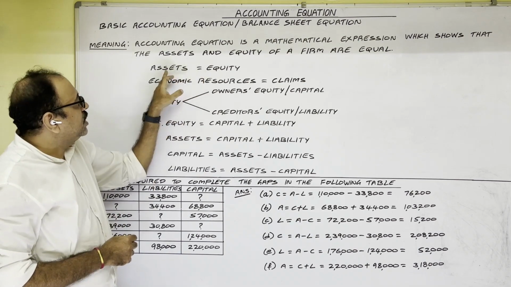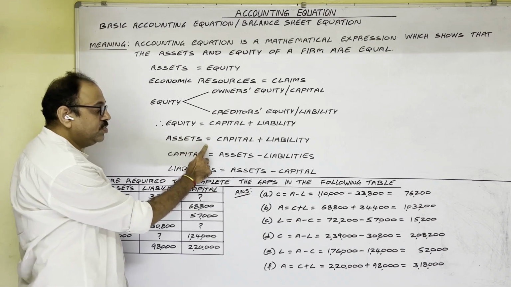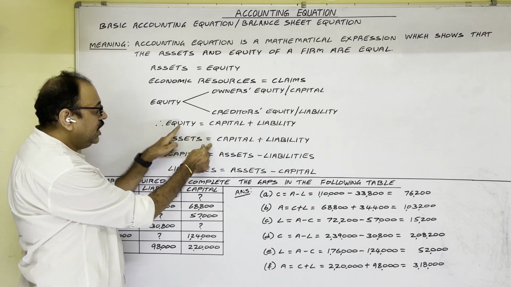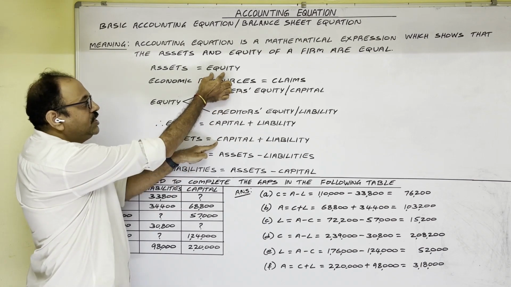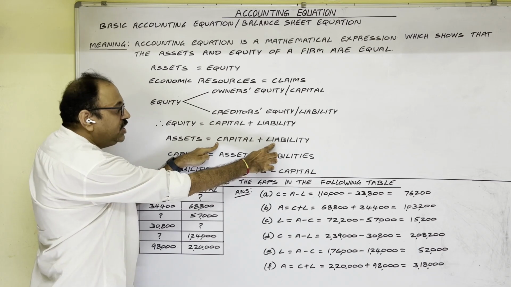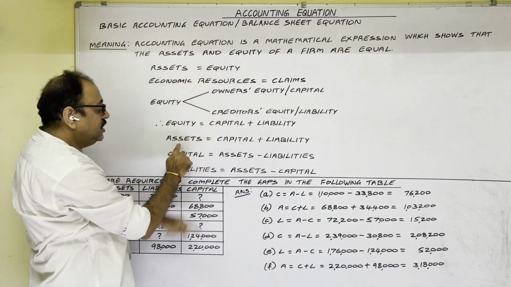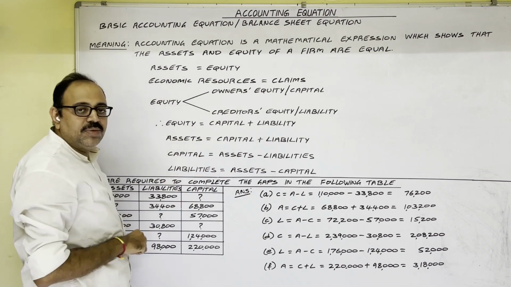So this equation, assets is equal to equity, we can mention in this manner also. Assets is equal to equity, and equity means capital plus liability, no? So instead of writing equity, here we can write capital plus liability. Generally as the accounting equation, this equation is used: assets is equal to capital plus liability.